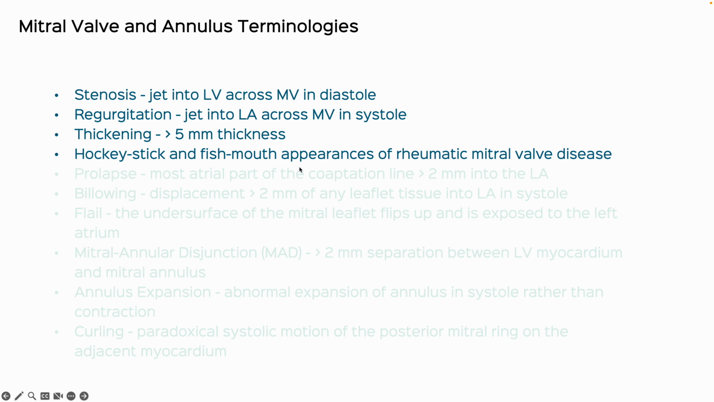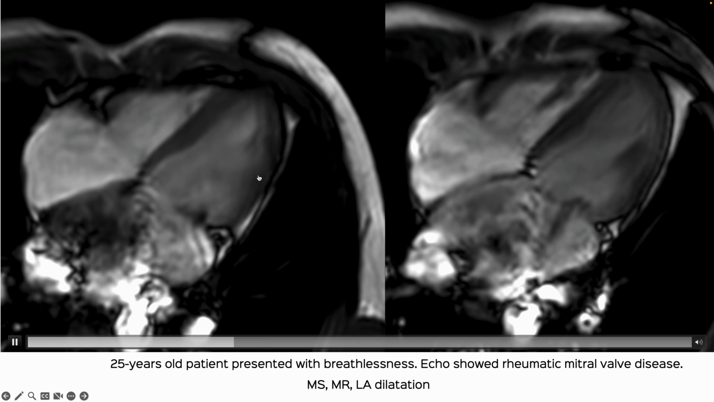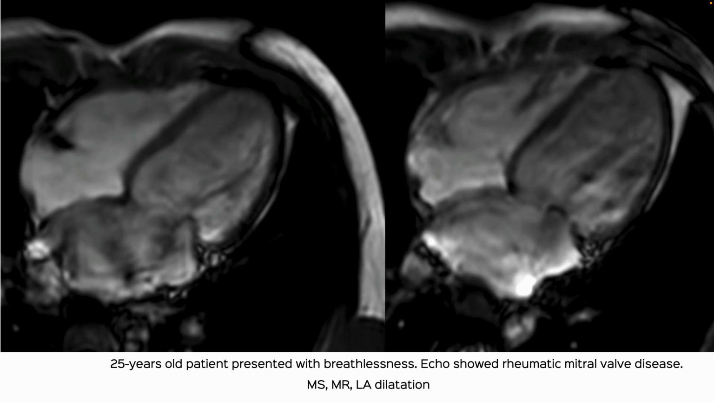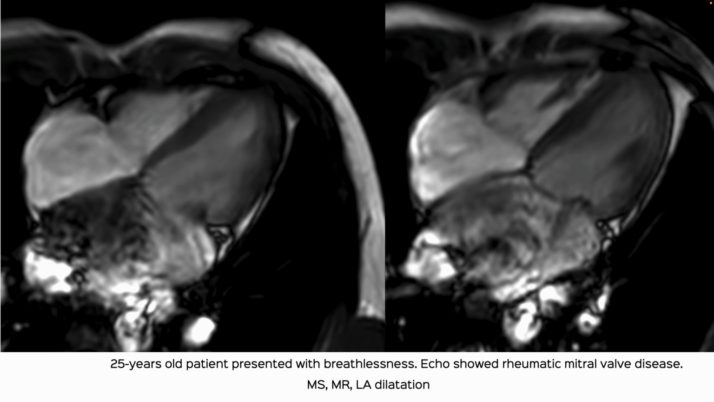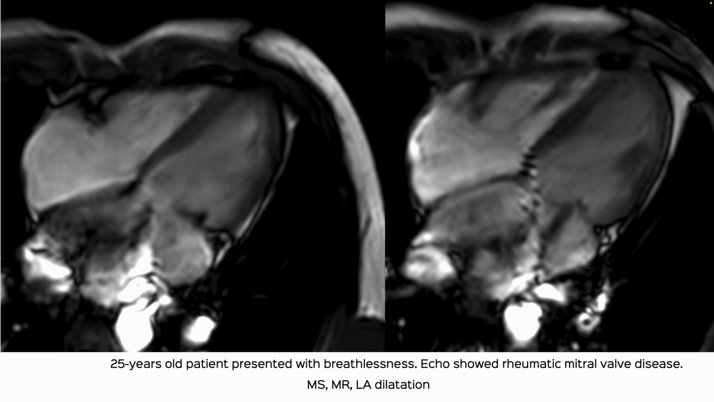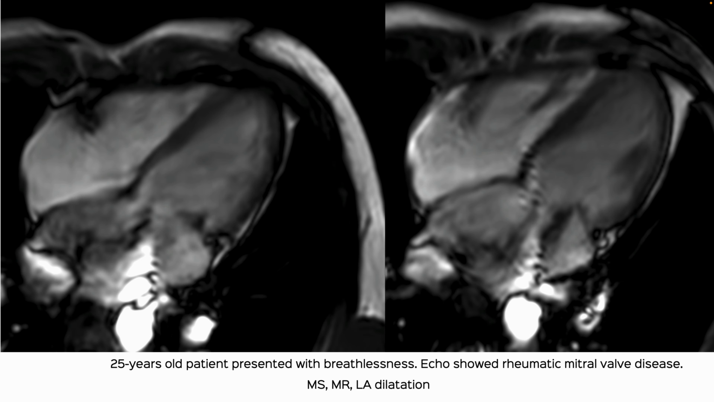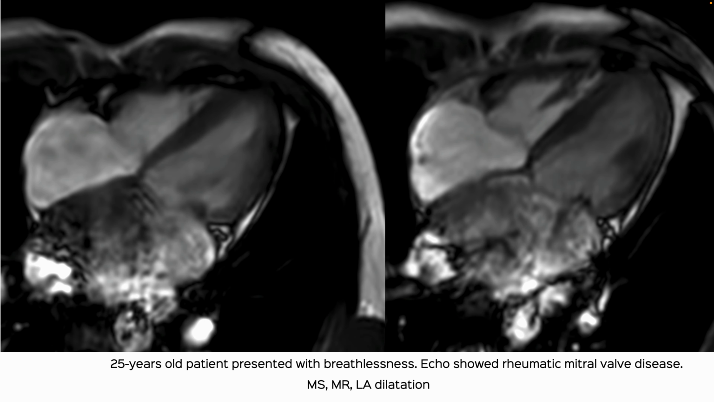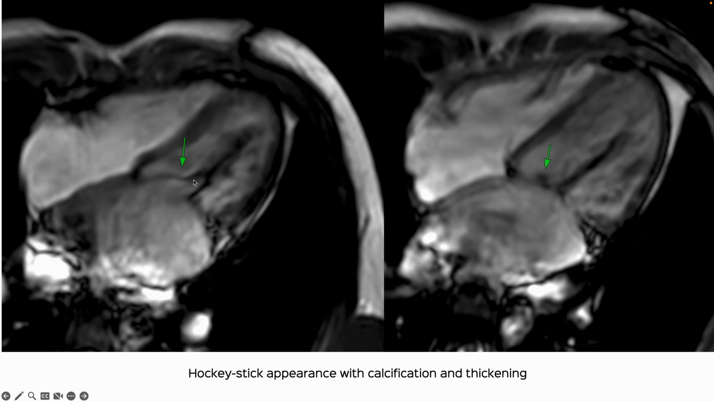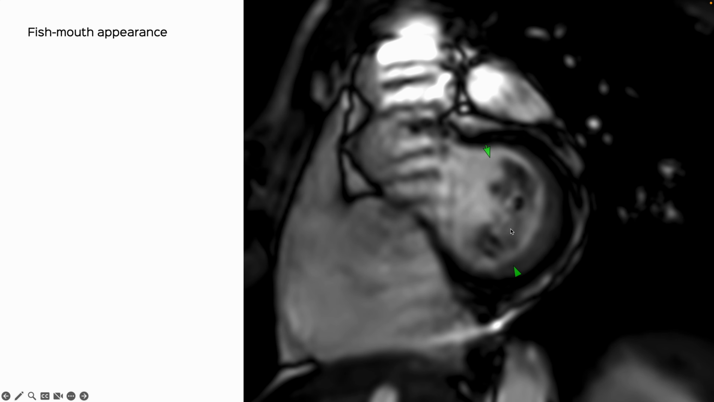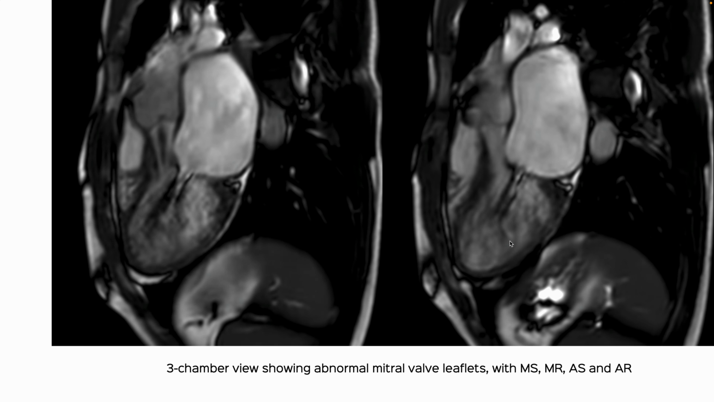The hockey stick and fish mouth appearances I did discuss in detail twice. One was in a post in my Case of the Day series on YouTube, and then the other was a case at mricardiac.com. So this one is the one from Case of the Day where you can see the MS and MR, and if you look at the static images, there's this classic hockey stick appearance with calcification. There's a fish mouth in the short axis static image here.